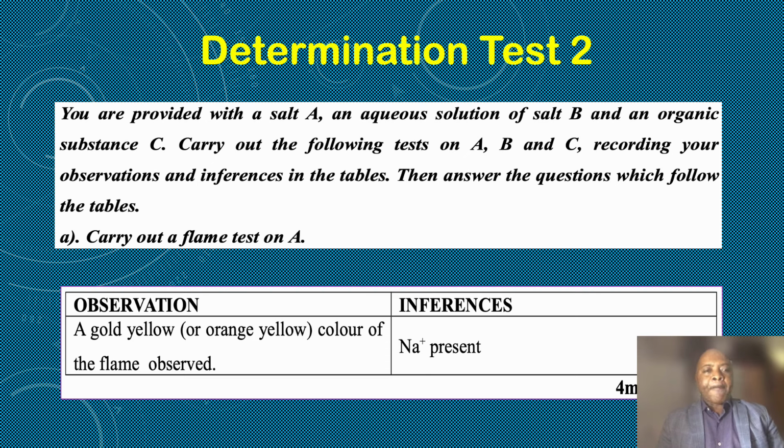Question number 1A: carry out a flame test on A. That was done. What I observed was a gold yellow, or what we call orange yellow, color of flame. Of course, you will definitely have sodium ion present as your inference.